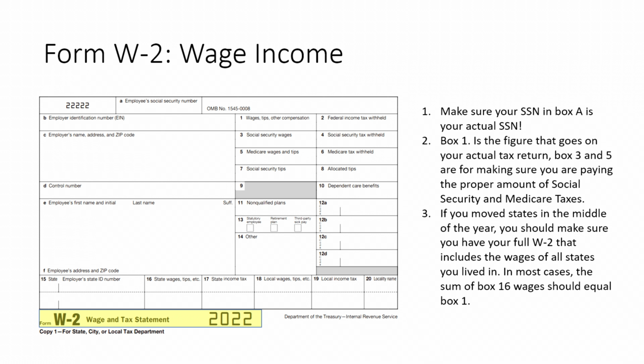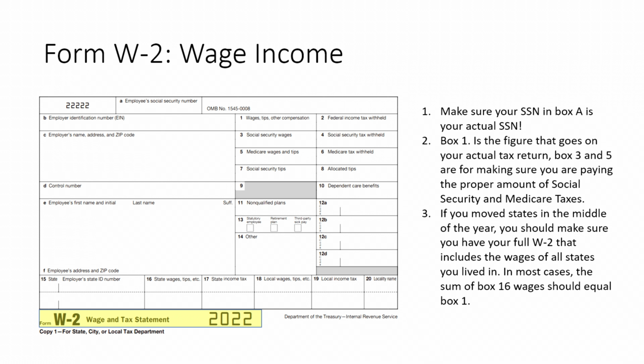Box 3 is not Social Security income, it's wages subject to Social Security taxes. And then box 4 is the Social Security tax withheld. Theoretically, income above $147,000 is not subject to Social Security taxes, and the Social Security tax rate is 6.2%. Box 5 is your wages or income subject to Medicare taxes, and box 6 is your actual Medicare tax withheld.